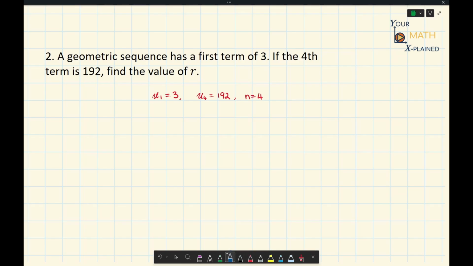So again, using the formula, we would have u sub 4, which is 192, is equal to the first term multiplied by the common ratio to the power of n minus 1. So that's going to be 4 minus 1. So we get 192 divided by 3 is equal to r to the power of 3, which means 64 is equal to r to the power of 3. So therefore, r is equal to the third root of 64, which is equal to 4. So our common ratio here is going to be 4.